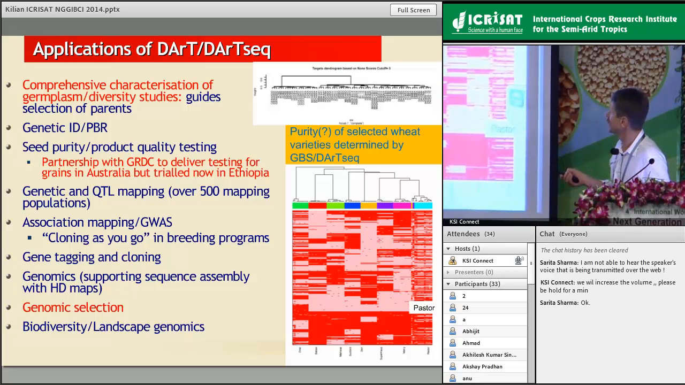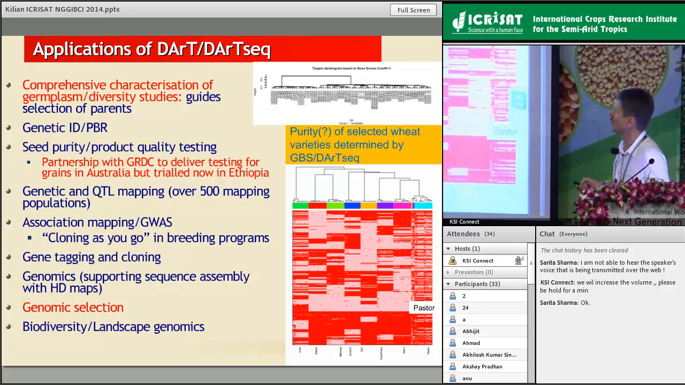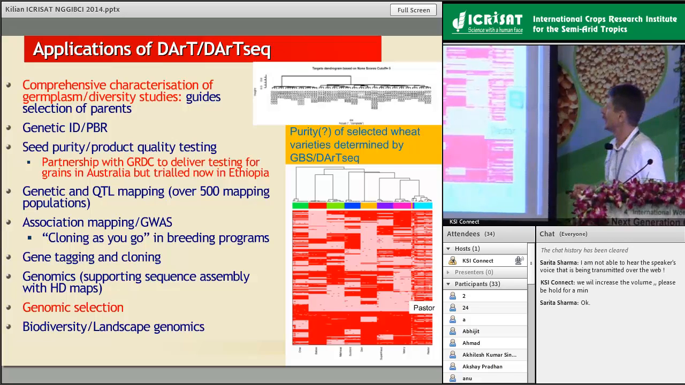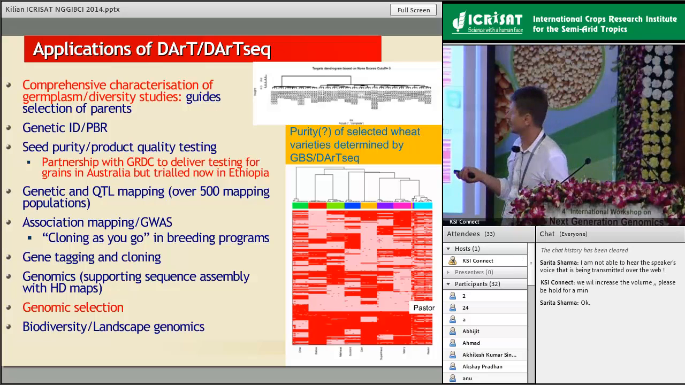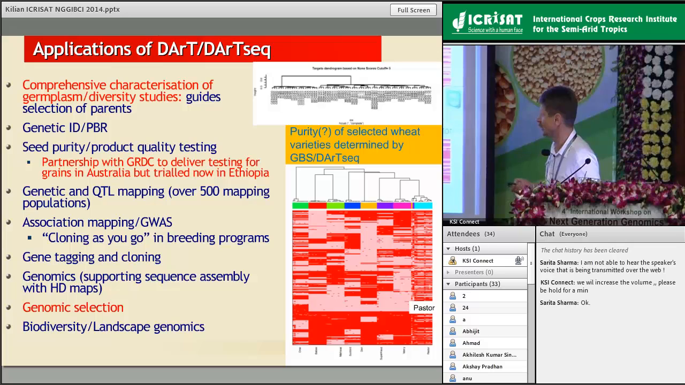We also do quite a bit of genetic and QTL mapping. We've done over 500 mapping populations just in wheat, and probably well over 1,000 in other species. We do a lot of association analysis, GWAS. There were a number of examples that were shown, so I will limit what I'll show you later to just a few selected applications. But for example, gene tagging and gene cloning is something that we can do quite inexpensively. Genomics: a lot of our high-density maps are used by organizations in sequence assembly to help with those assemblies. We do quite a lot of genomic selection work for various organizations.